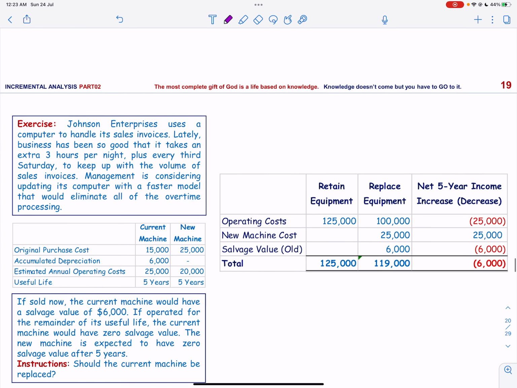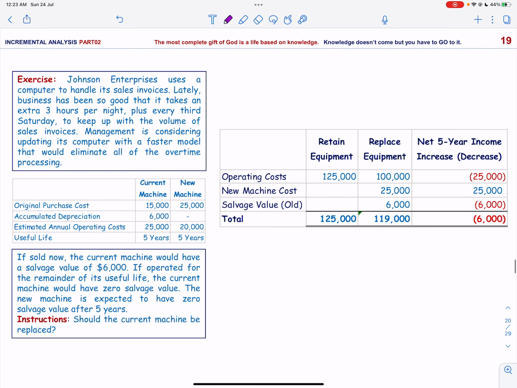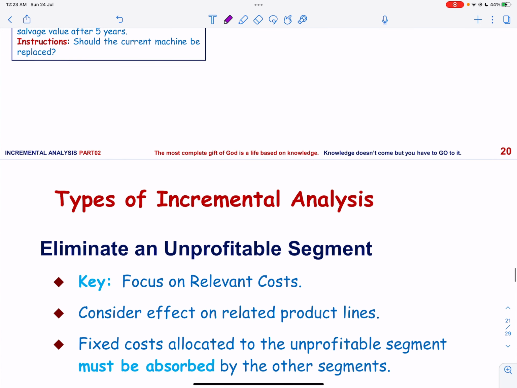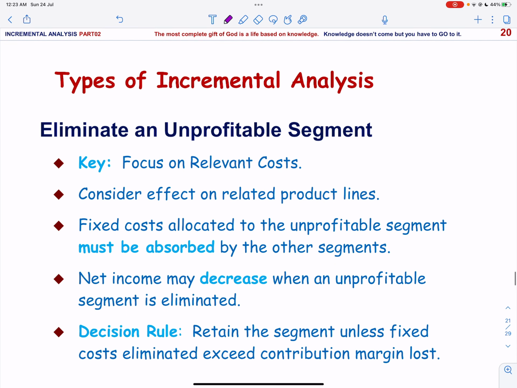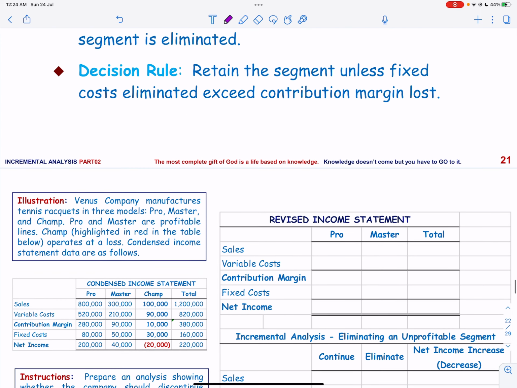Again, I have put this in an Excel sheet for your convenience, and let us go to eliminating an unprofitable segment. A firm must consider whether to eliminate a particular division or segment if it is not profitable. The decisions are called keep or drop, or continue or discontinue decisions. Managers must consider which cost and benefit would change as a result of the decision. Let us look into an illustration.